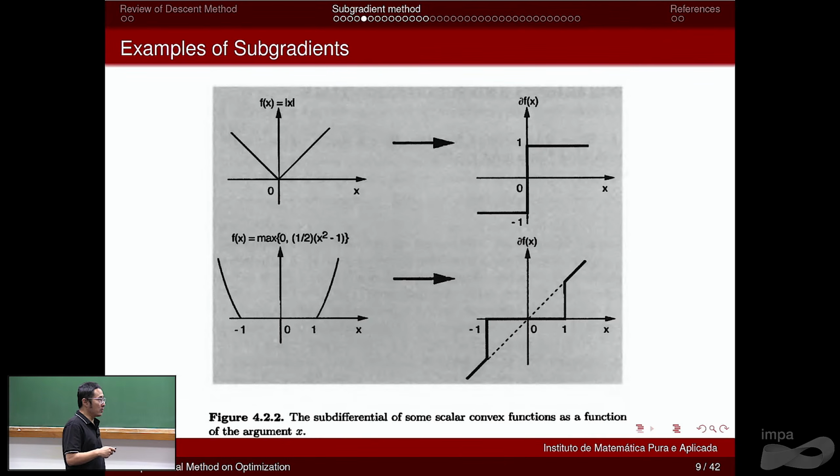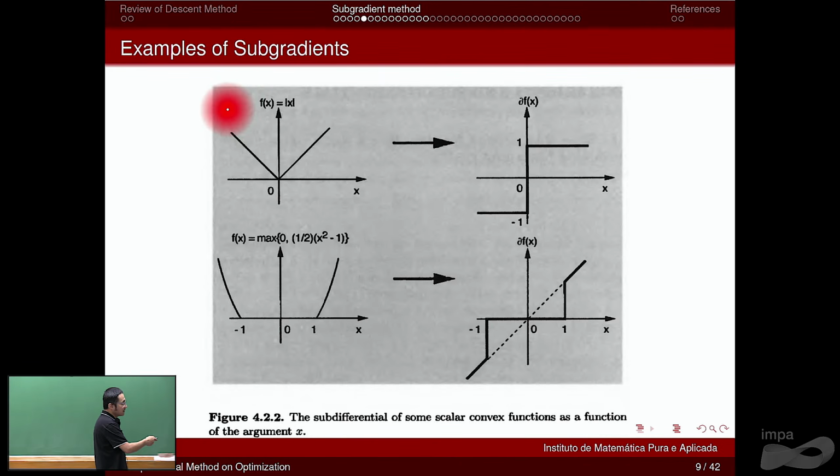Now let's give some examples. For example, this function is the absolute value function, okay, and we can see in the left part of this function, which means x is less than 0, the function is smooth, so it's differentiable. So we can see the subgradient is minus 1. The subgradient equals the gradient, okay?